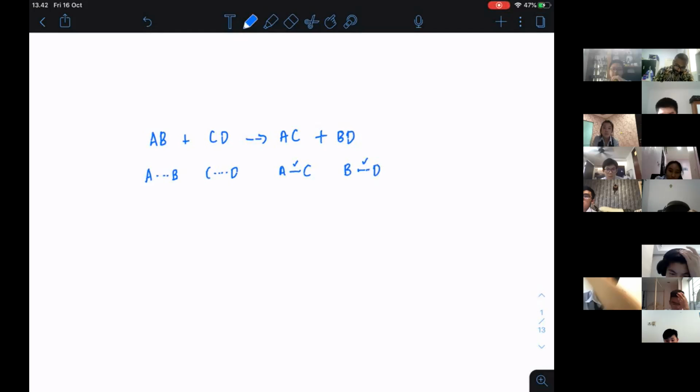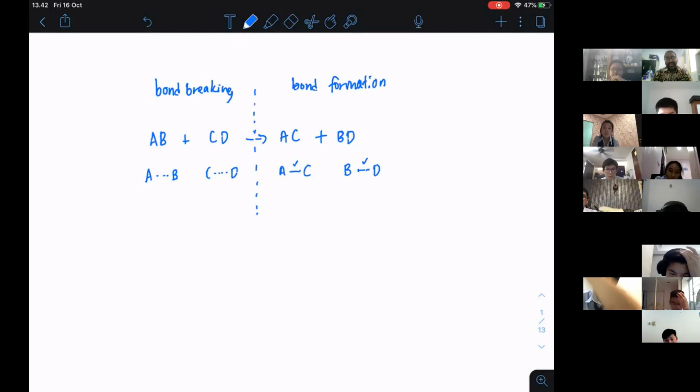If I separate it, this is called bond breaking, and this is bond formation. Now, I want you to remember this. For bond breaking, you need to have energy to break the bonds.